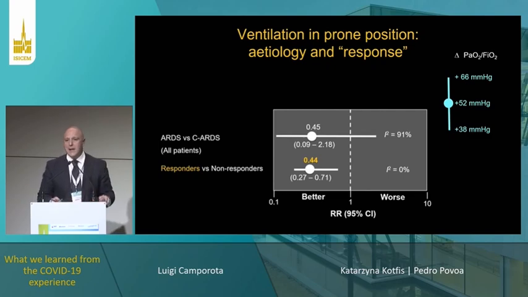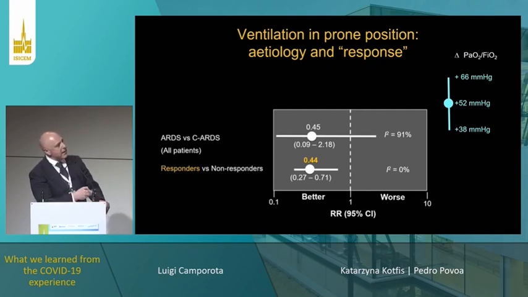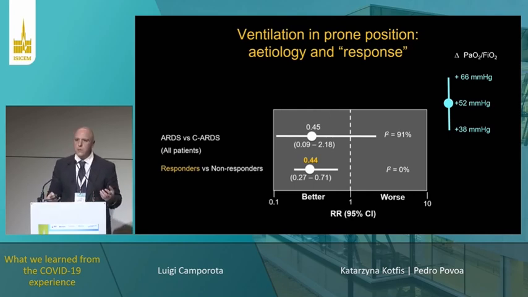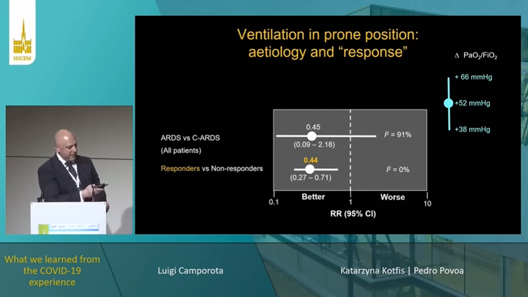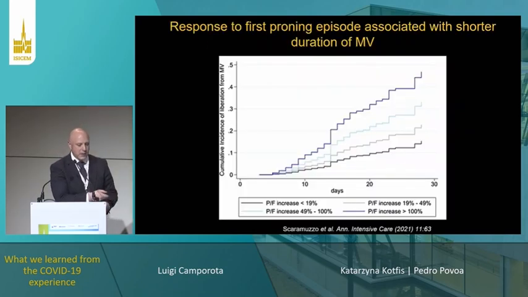And this has been replicated in other studies. And you can see here, I've simplified the study, but basically there is no difference, at least statistically speaking, in the relative risk of death between ARDS and CARDS. But again, responders, strong signal towards improved outcome. And you can see the average treatment effect, about 52 millimeters of mercury per session of prone positioning.